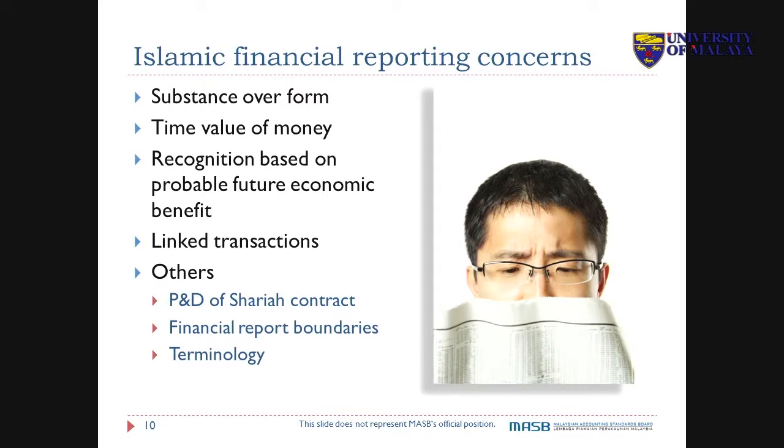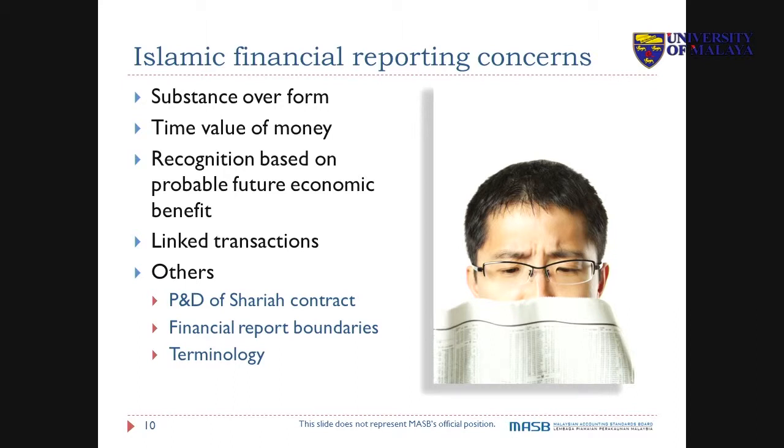And of course, other things such as presentation and disclosure of the Sharia contract. I think in Malaysia, Bank Negara requires you to present what contract was used. So if you look at the face of your financial statements, they would actually say income from ijara or BBA or the like. But that is not the case elsewhere in the world.